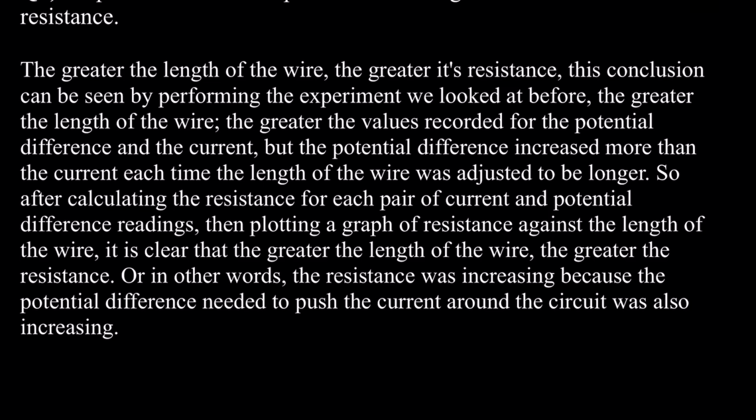So after calculating the resistance for each pair of current and potential difference readings, then plotting a graph of resistance against the length of the wire, it is clear that the greater the length of the wire, the greater the resistance, or in other words, the resistance was increasing because the potential difference needed to push the current around the circuit was also increasing. So if you got at least 4 points I mentioned here, then that's great. Keep up the good work. And hopefully you did just as well in all the other practice questions we looked at.